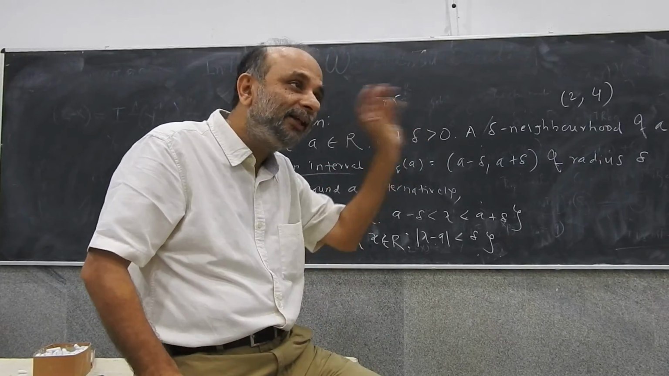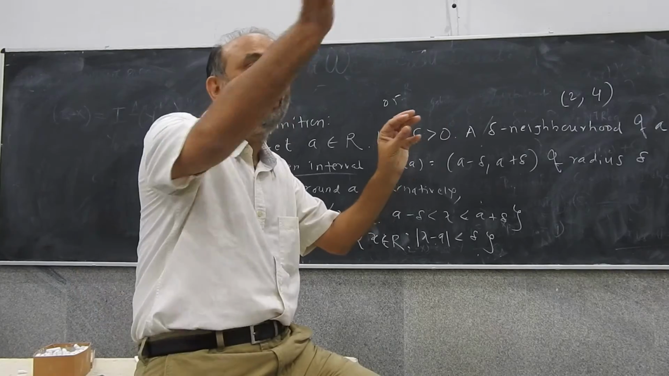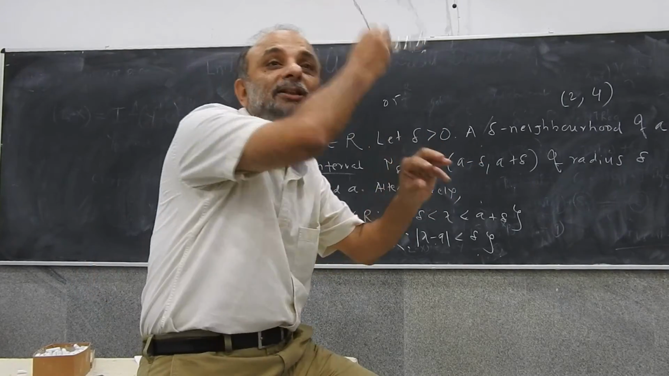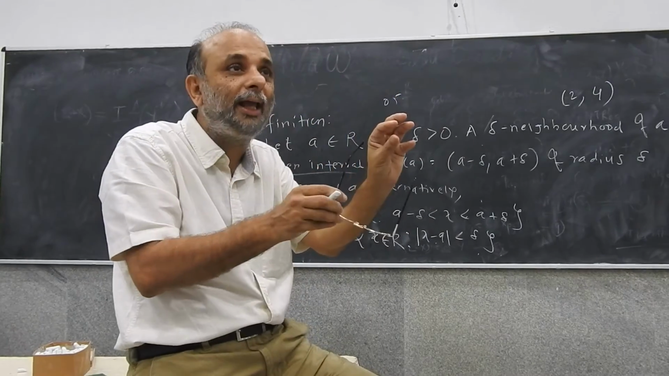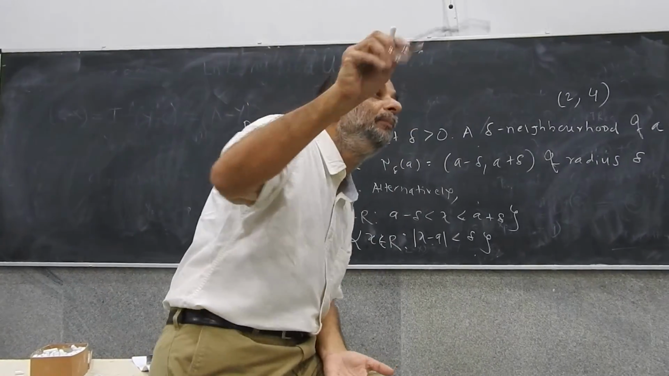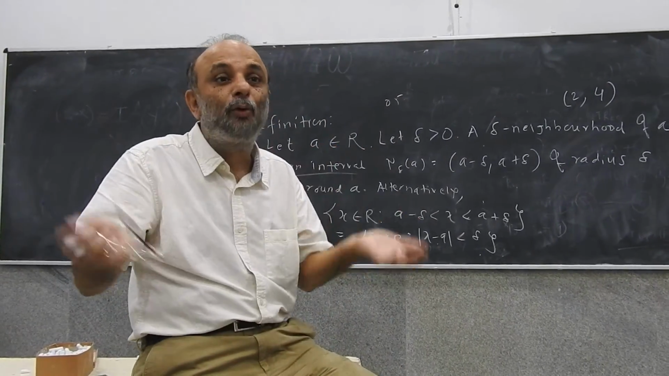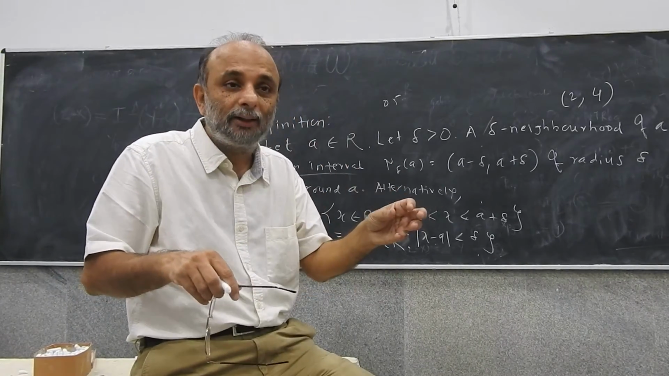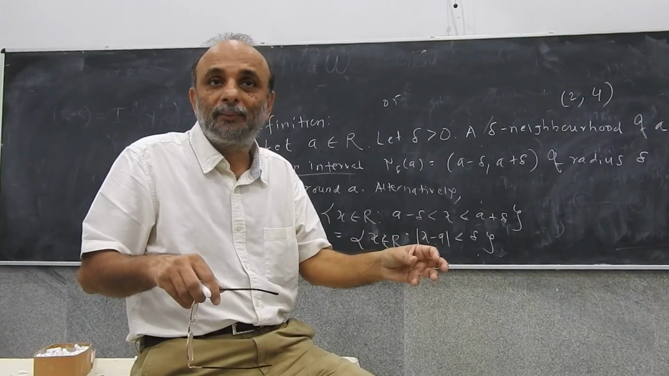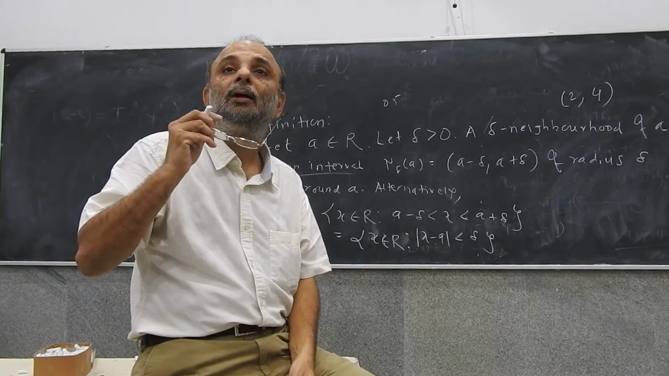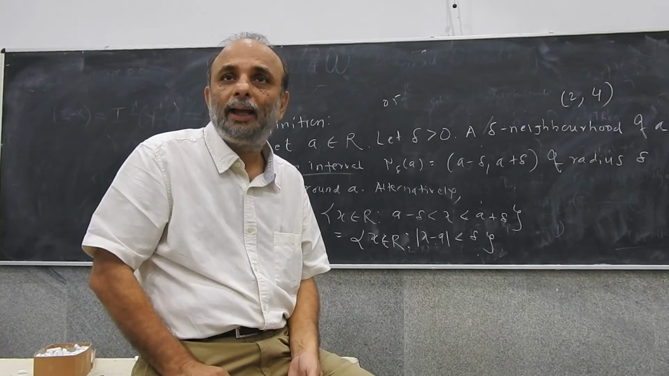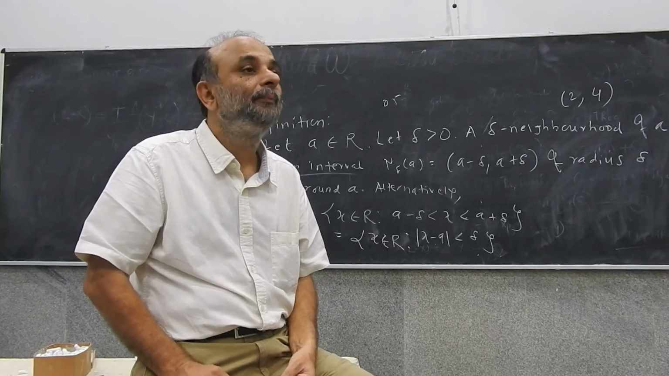So for any fixed A, if you think of a delta distance around that A, then the set of all points which are at a distance less than delta from that point A is called the delta neighborhood of A. It's a neighborhood of A, right? A is the point, so A itself would also be in the neighborhood.